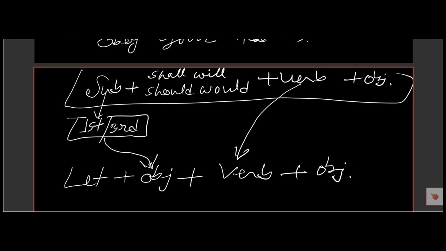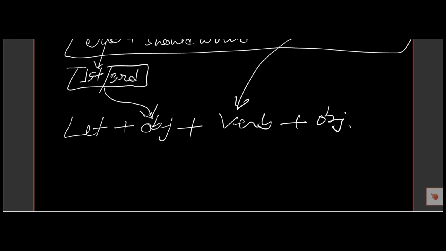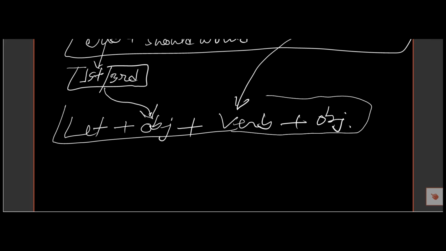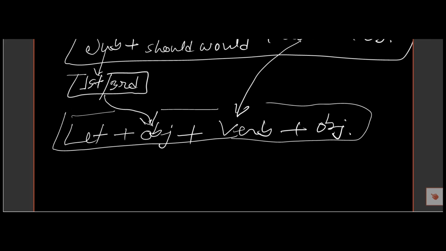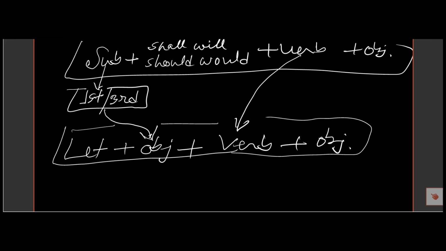So let's see an example. This is the structure: if the assertive sentence begins with a subject and the subject is in the first or third person, we must use let in the imperative sentence, and then the subject will be in the objective form, and then verb and object. Let's see an example.